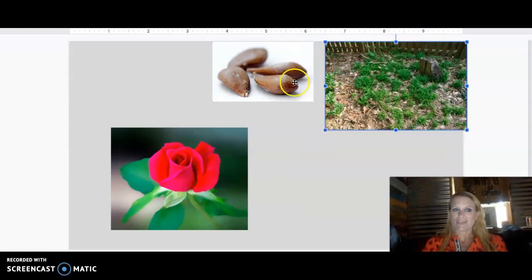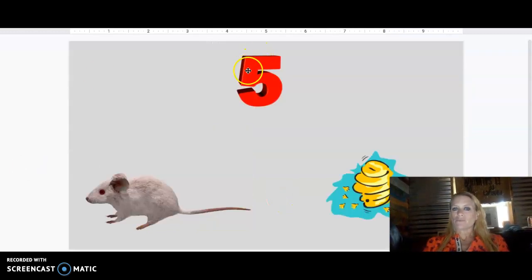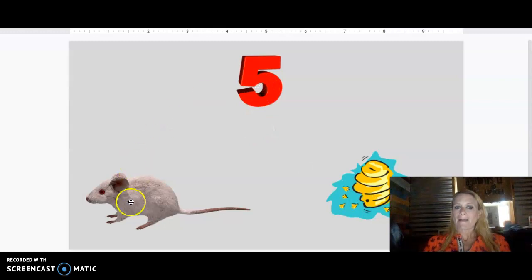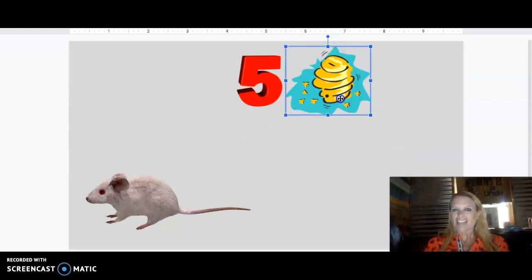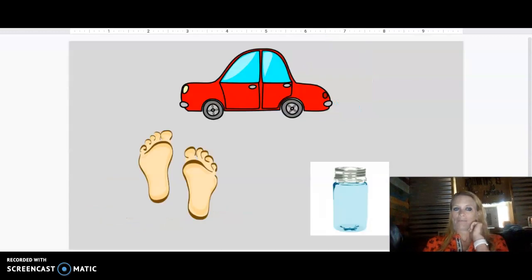Good job. Let's see if we can get the next one. Which word rhymes with five? Mouse or hive? Good job! Hive and five are rhyming words. Good listening. Let's try one more.